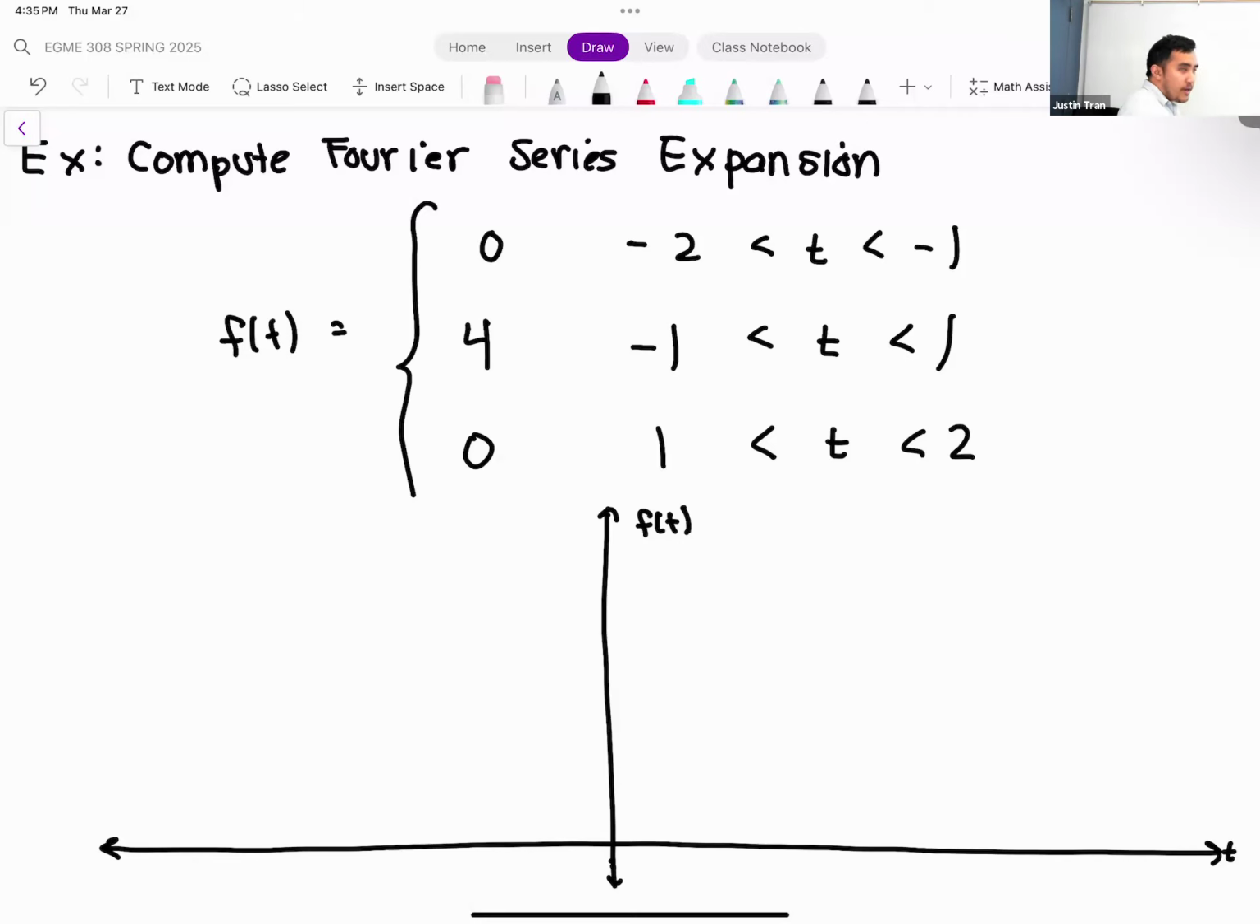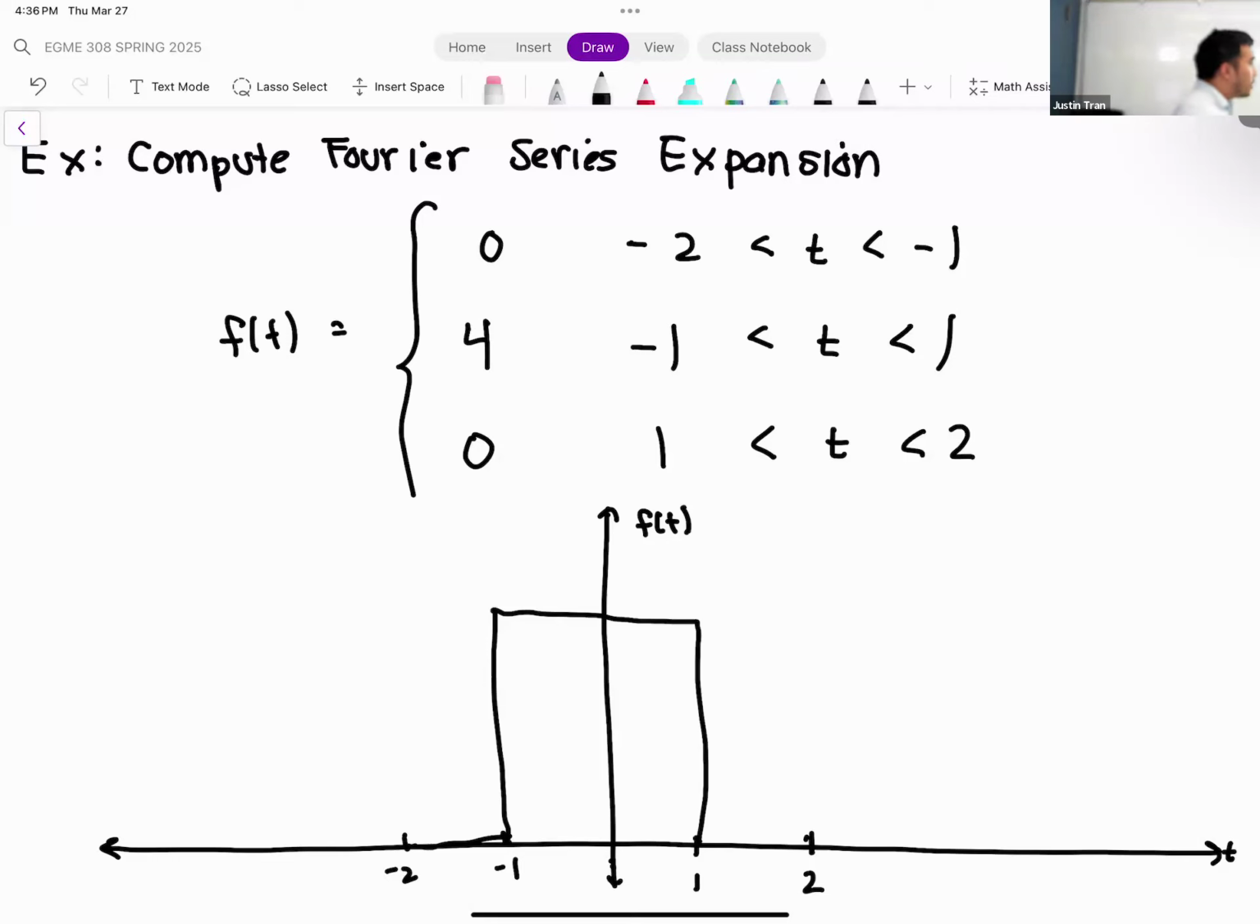Between -2 and -1, we're going to have a value of 0. So if we plot those out here, we have -2 to -1. Our function is going to be 0. From -1 to 1, our function is going to have a value of 4. So it's suddenly going to jump up here, just like that. And then from 1 to 2, our function will go back down and have a value of 0. So once again, we have a square pulse, except now it's shifted a little bit and shifted up. And of course, this is a periodic function, so it's going to just repeat itself just like this.